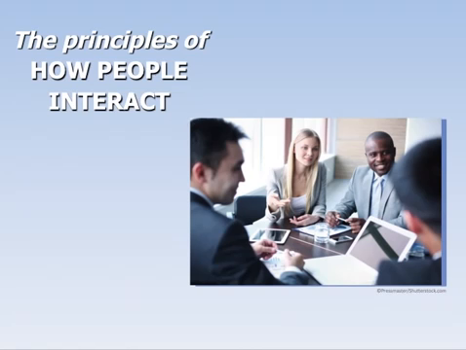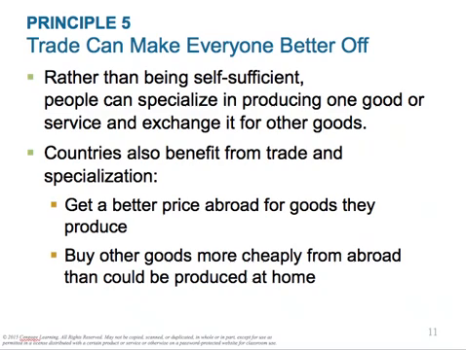Now let's look at the principles of how people interact. Principle 5 is trade can make everyone better off. Rather than being self-sufficient, people can specialize in producing one good or service and exchange it for other goods. Countries also benefit from trade and specialization and get a better price abroad for the goods they produce. They can also buy other goods more cheaply from abroad than they could produce at home.